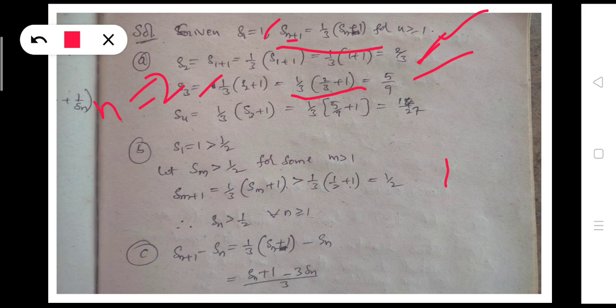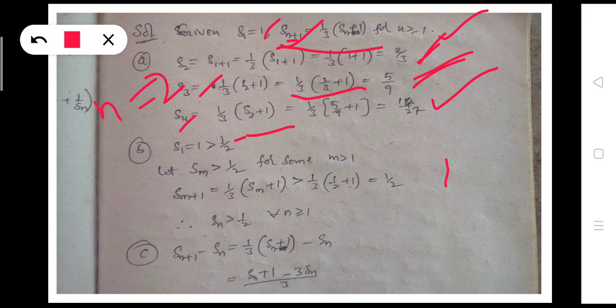And also we need to find for n is equal to 3. For n is equal to 3, we need to find S4. So if we substitute n is equal to 3 in this equation, that is S(3+1), S4 is equal to what here? 1/3 times (S3 plus 1). Already we have found S3. So 1/3 times (5/9 plus 1). This is equal to 14/27. The first question is completed. In this problem, solution A is completed.